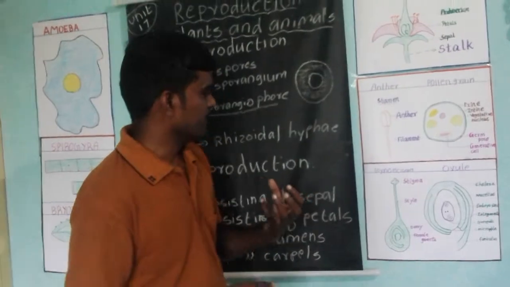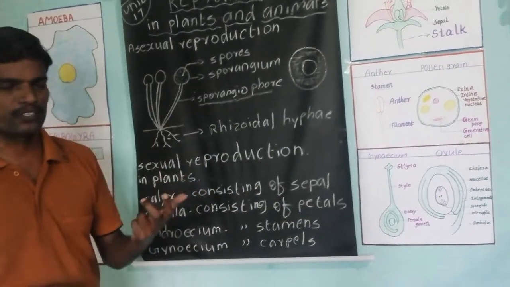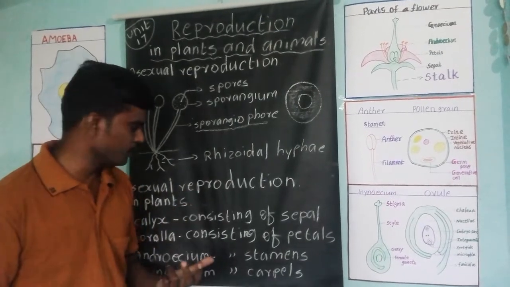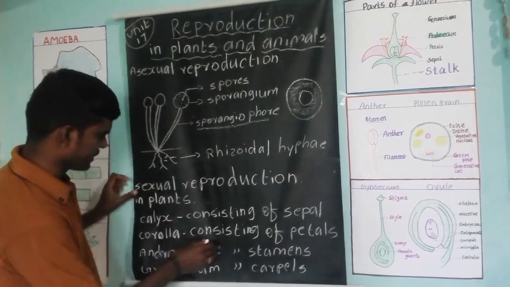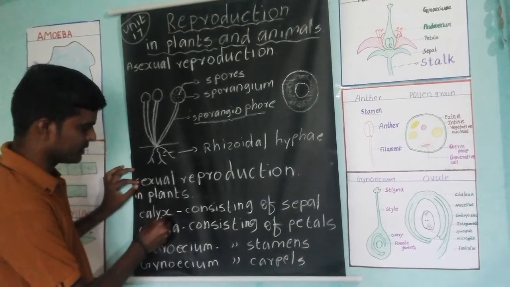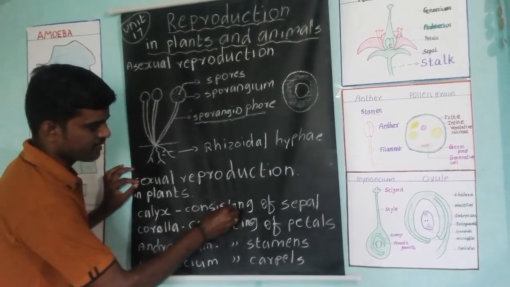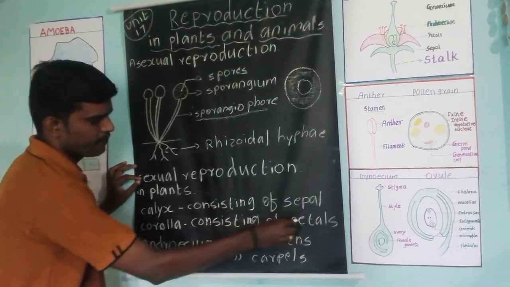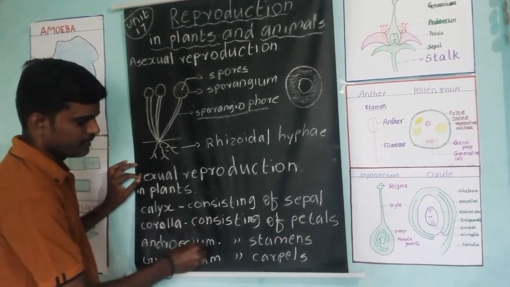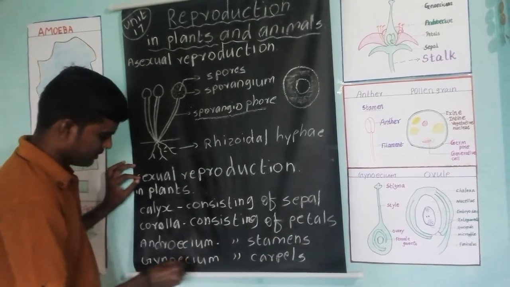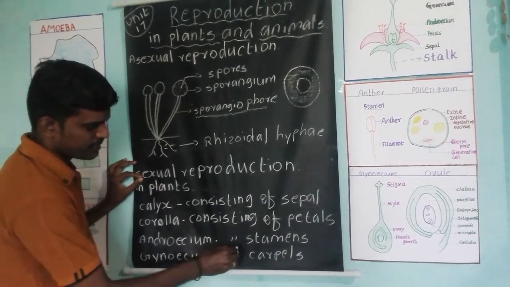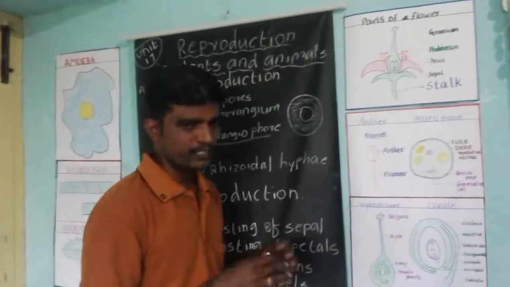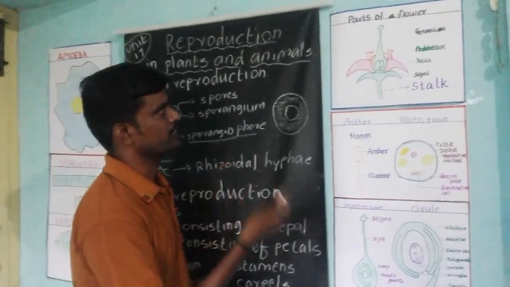Take a flower; you have seen flowers in many places, and you know the flower structure. In the flower there is a calyx, consisting of sepals. Next the corolla, consisting of petals, the androecium, consisting of stamens, and the gynoecium, consisting of carpels. Now I will tell in detail about these parts of the flower.